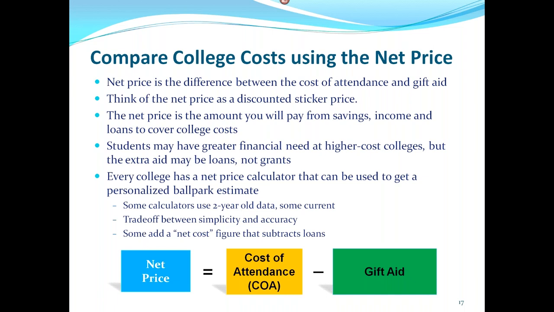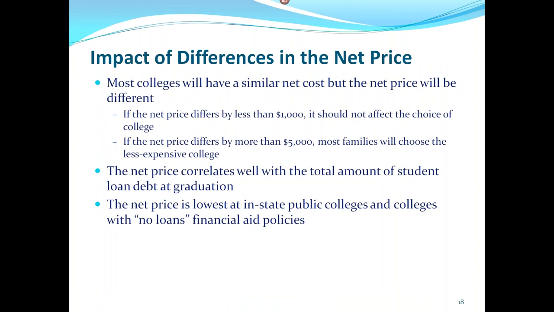Now, when you're comparing different colleges, you should use what's called the net price. And the net price is kind of like a discounted sticker price. It's the amount that's left after the total college costs have the gift aid, the grants and scholarships, and other money that doesn't need to be repaid subtracted from them. The net price is the amount that you're going to have to pay from your savings, from contribution from current income, and contribution from future income in the form of loans to cover the college costs. And that's a better way to compare two different colleges.